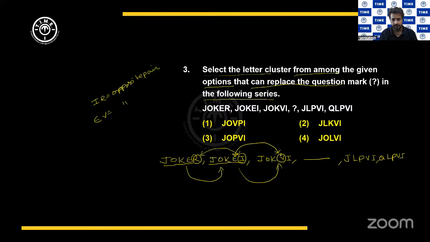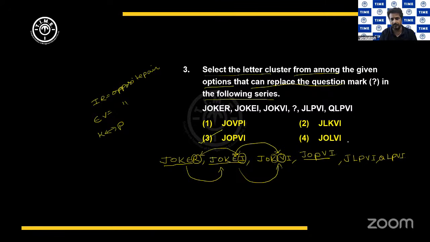So each time, from the right end, one letter is getting replaced by the opposite pair letter. If that is the case, from the right end, the next letter to be replaced is K. So the remaining letters J, O, V, I will be the same. There is no change in that. Now K will be replaced by its opposite pair. The opposite of K is P. So the middle is P: J, O, P, V, I. So choice 3 is the required one.